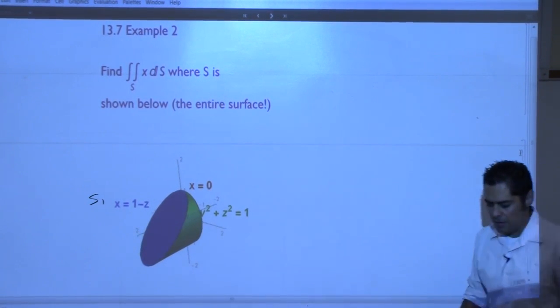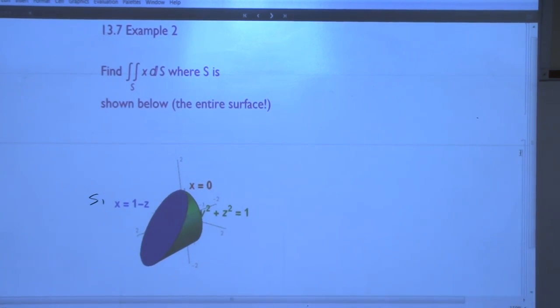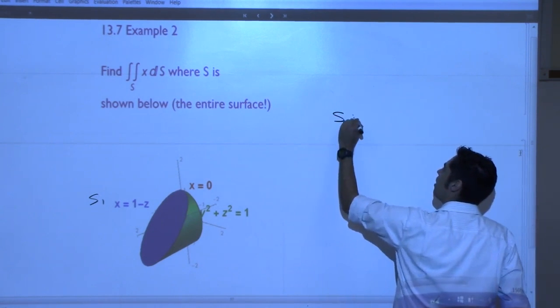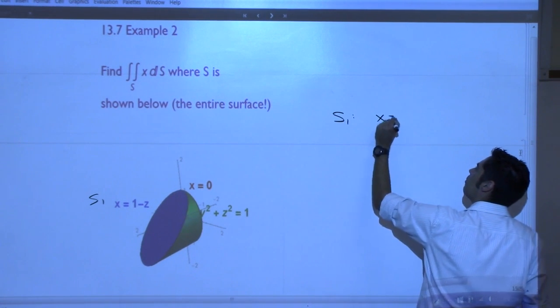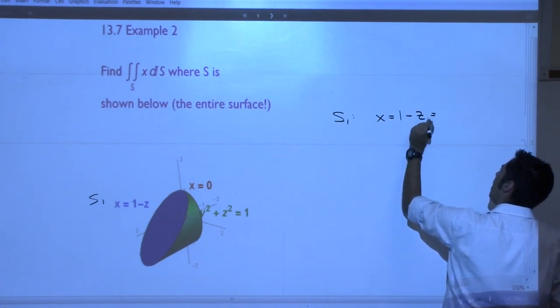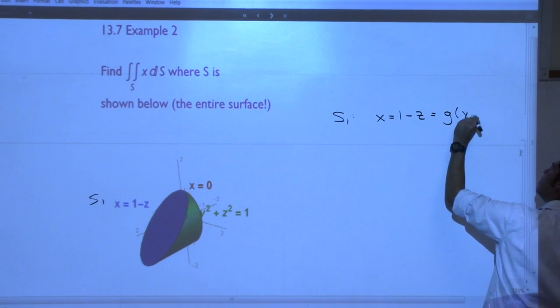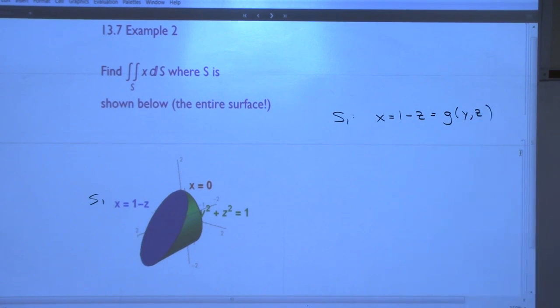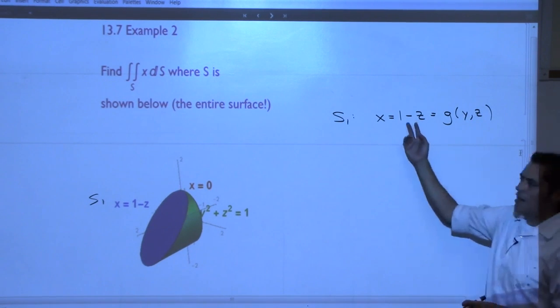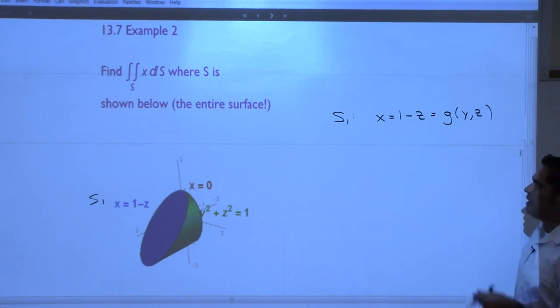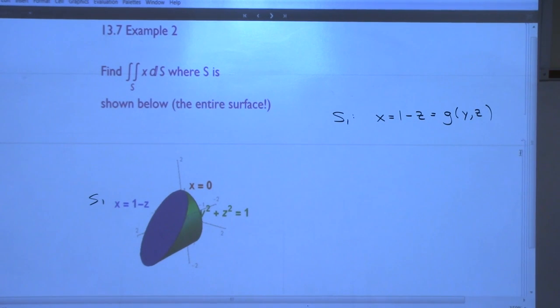So how would you like to handle this? You want to go R of u, v, or can you look at that as being some function of two variables? Function of two variables, right? S1 is actually just x equals 1 minus z, which again is a function of y and z, isn't it? X is determined by y and z. Now, it turns out that our function doesn't need y in it, right? Y is not in there. But x is determined by z for sure.